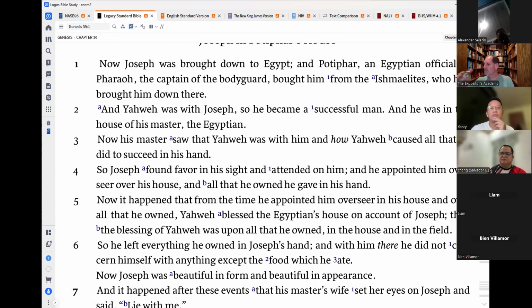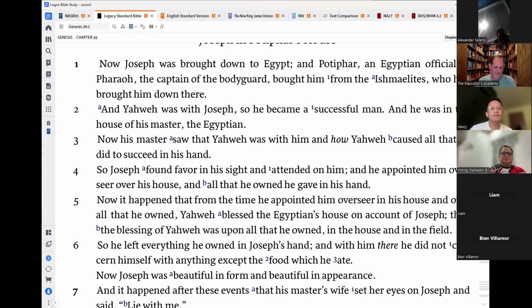Verse 1. Now Joseph was brought down to Egypt, and Potiphar, an Egyptian official of Pharaoh, the captain of the bodyguard, bought him from the Ishmaelites, who had brought him down there. And Yahweh was with Joseph, so he became a successful man. And he was in the house of his master, the Egyptian.